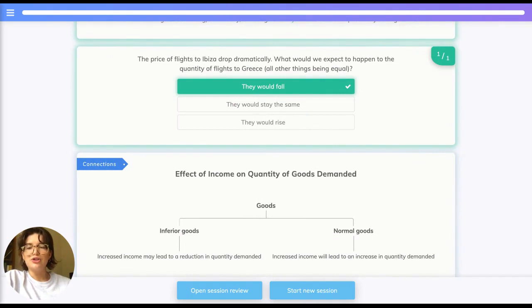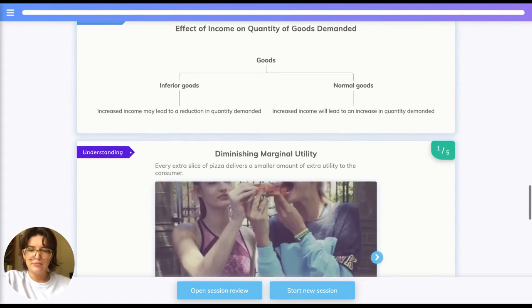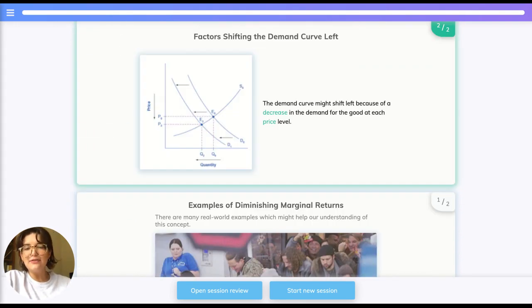And if we go back to what we were talking about with substitute goods, if the prices of flights to Ibiza were to drop dramatically, the demand for flights to Greece would fall. The demand curve might shift to the left because of a decrease in the demand for the good at each price level.